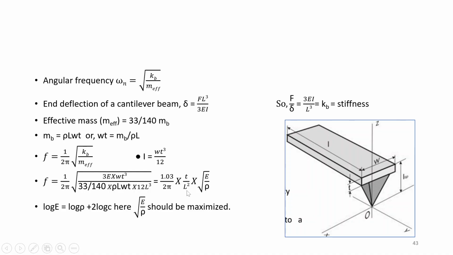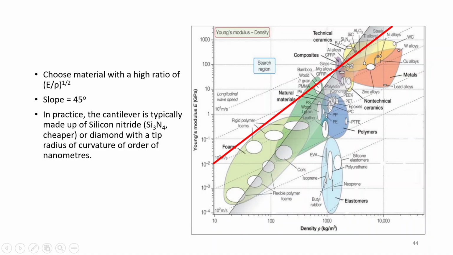one. You have T upon L square as your parameters, and these are the material property index. So you have to maximize the frequency. So you have to maximize under root E upon rho. So under root E upon rho should be maximized. Now we choose material with a high ratio of E upon rho to the power half.